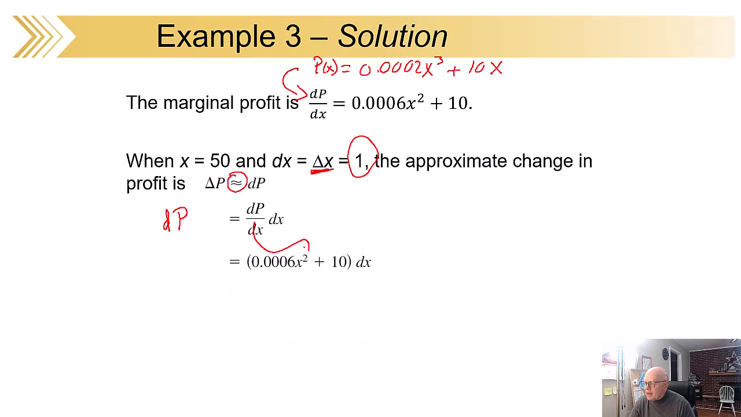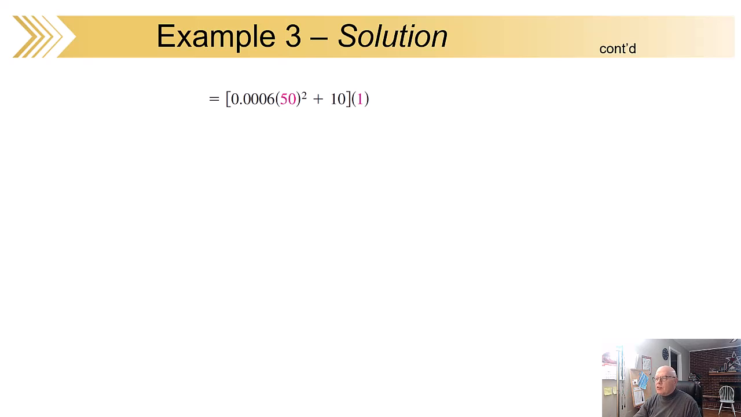Here's dp dx. We just found that up here. dx is our change in x. We're going from 50 to 51. That'll be a difference of 1. So here's what we've got with our calculus, and we'll evaluate that. So if we increase the production from 50 to 51 units, our profit will be increased by $11.50 according to the calculus.